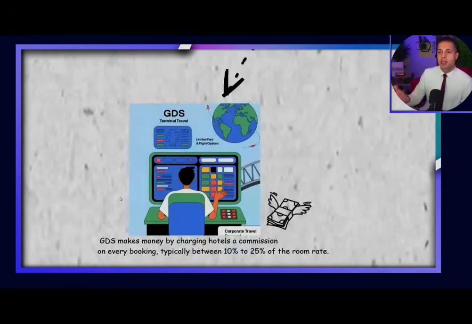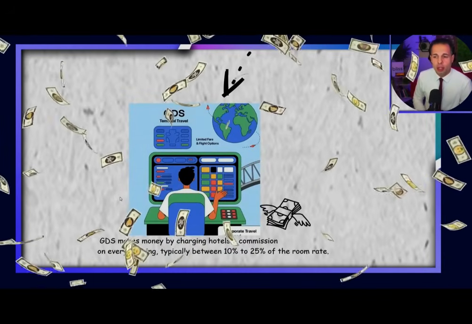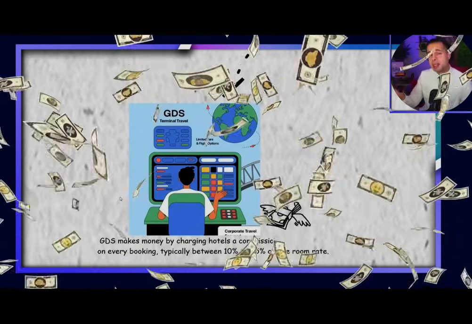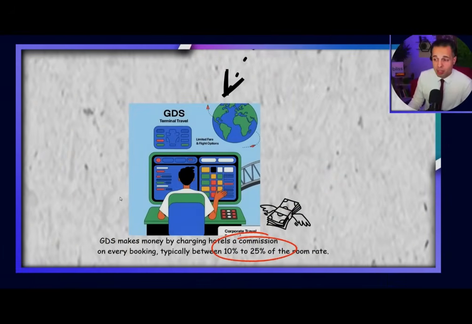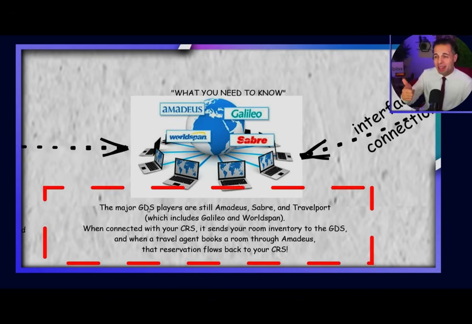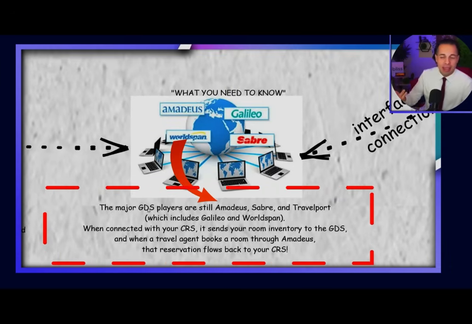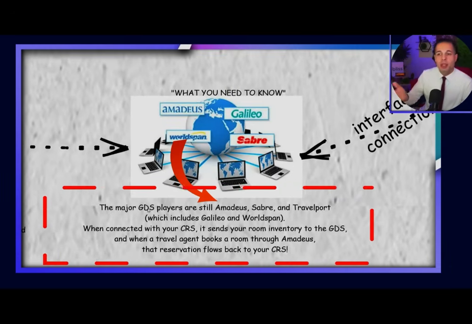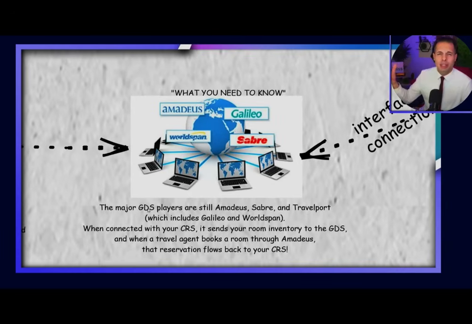So you'll notice here the GDS makes money by charging hotels a commission on every booking, typically 10 to 25% of the room rate. Another thing you need to understand is that the major GDS players to this day are still the same ones that were created for the airlines: Amadeus, Sabre, Galileo, WorldSpan, Travelport. They are all to this day the dinosaurs of the global distribution system.